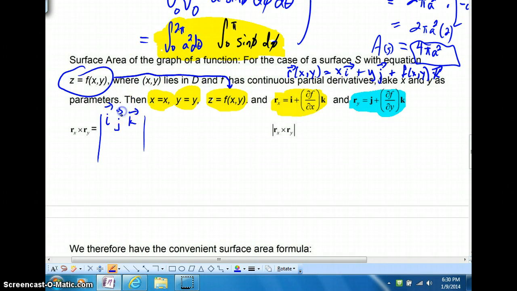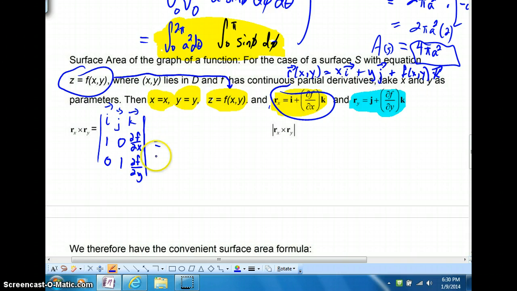So let's do that quickly. We have i, j, and k. Pardon me, actually, forgive me. We've got r sub x. That's this derivative right here. It'd be 1i plus 0j, and this would be the partial derivative of f with respect to x. Then for r sub y, that's what we've highlighted in turquoise, that's 0i plus 1j, and my k component is the partial derivative of f with respect to y.